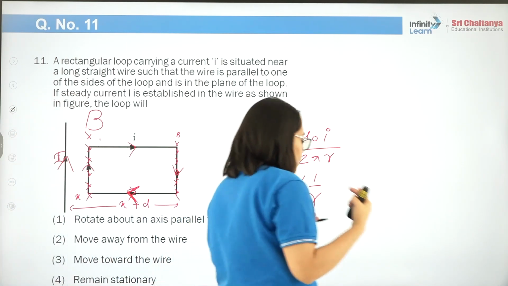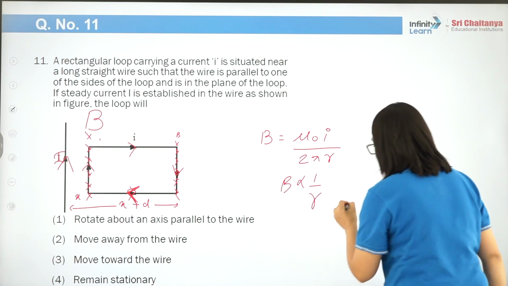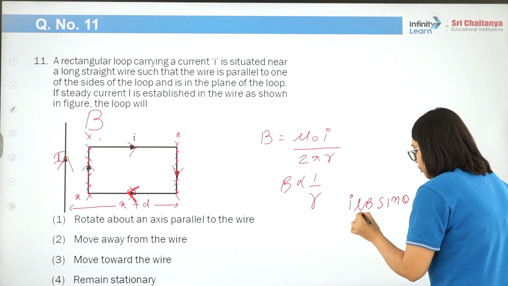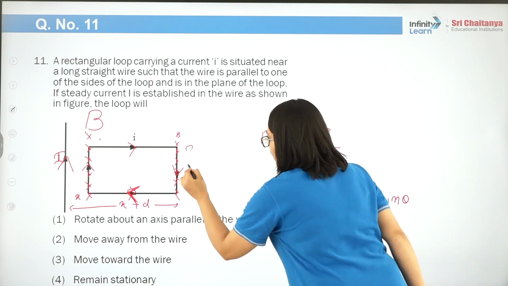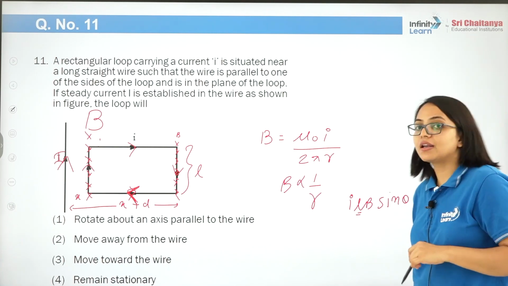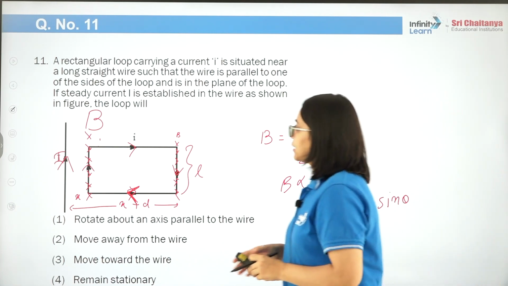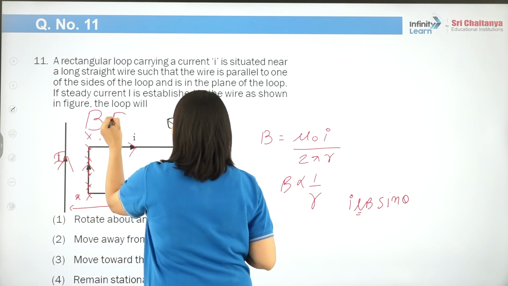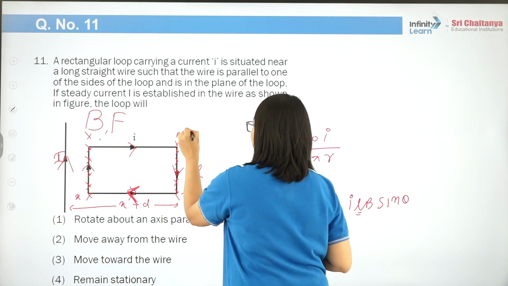This magnetic field is more, this magnetic field is less. Force on a current carrying wire due to the magnetic field is I, L, B sin theta. For both the segments, the value of L is same, the value of I is same, sin theta will be same, but the value of B is changing, right? B is more over here, so force will be more over here, and in this case force will be less.